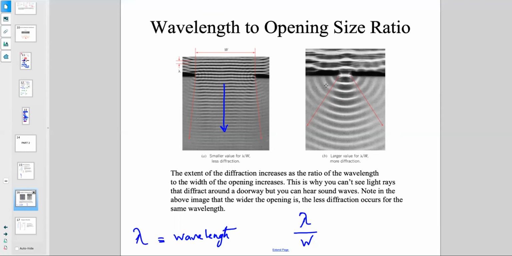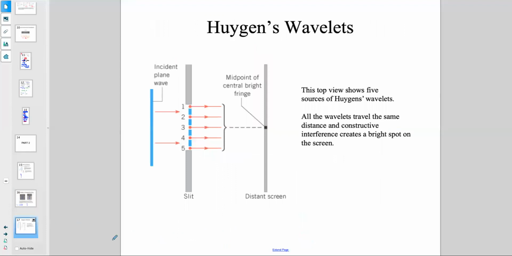So your wave is still going forward, but you can see that there are huge curvatures. Here you have a plane wave coming in, but you will have a curvature in your wavelength. Huygens wavelets are predicting this, and in fact the experiments have shown that they are doing that.